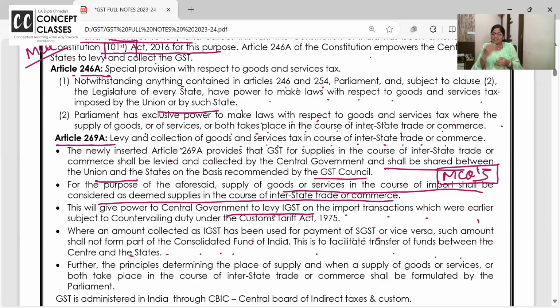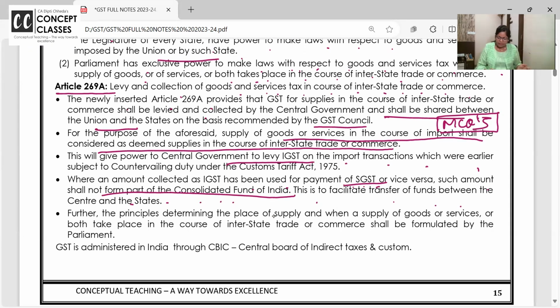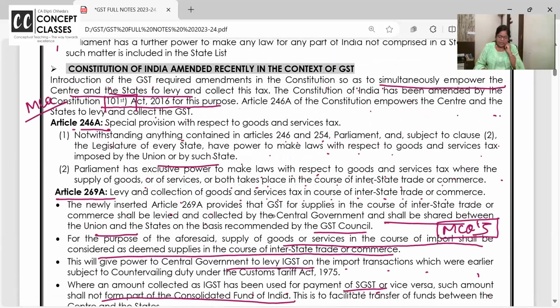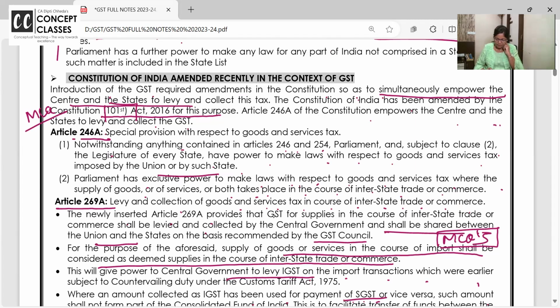See, if it is within the state, CGST is going to center 9%, SGST is going to the state, with the receiving state, destination based tax. But in case of IGST, everything is going to center, but a part of the tax which they are sharing to state, that will not form part of the consolidated fund. The state has power over that. Okay? Further, the principles, okay, right now this is not important, the full form of civic. So, will you be able to attempt? Please tell me, dear students. I'm going to take some definitions. I hope my speed is fine.